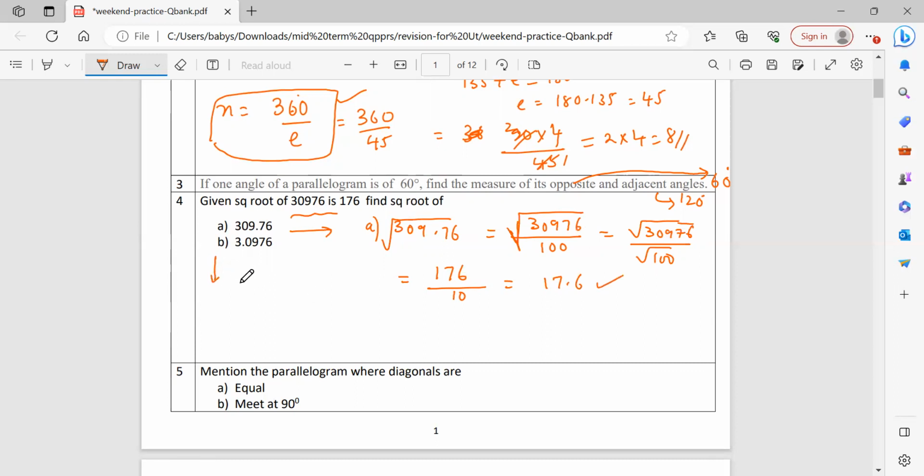Now coming to the B part, we want square root of 3.0976. So I can write it as square root of 30976 divided by 1000, because there are 4 decimal places, isn't it?